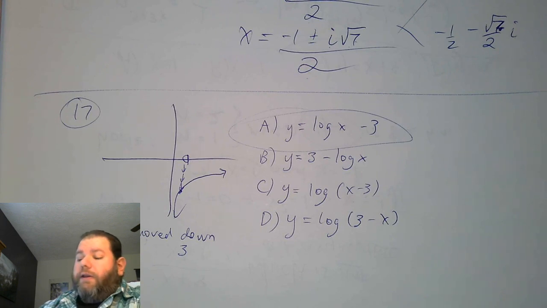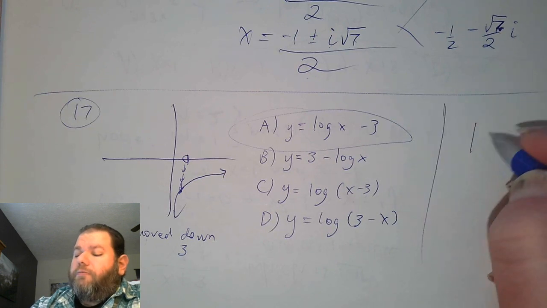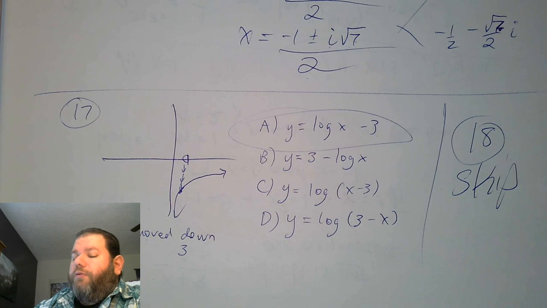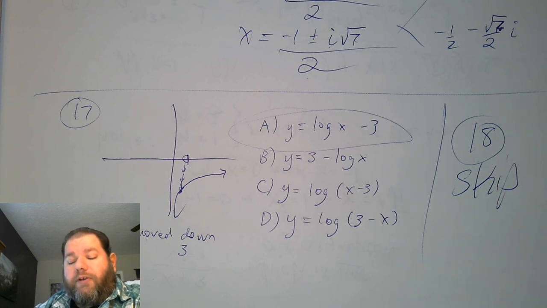Alright, and then 18. Skip. We did not cover 18. That's from 6.1 or 6.2.